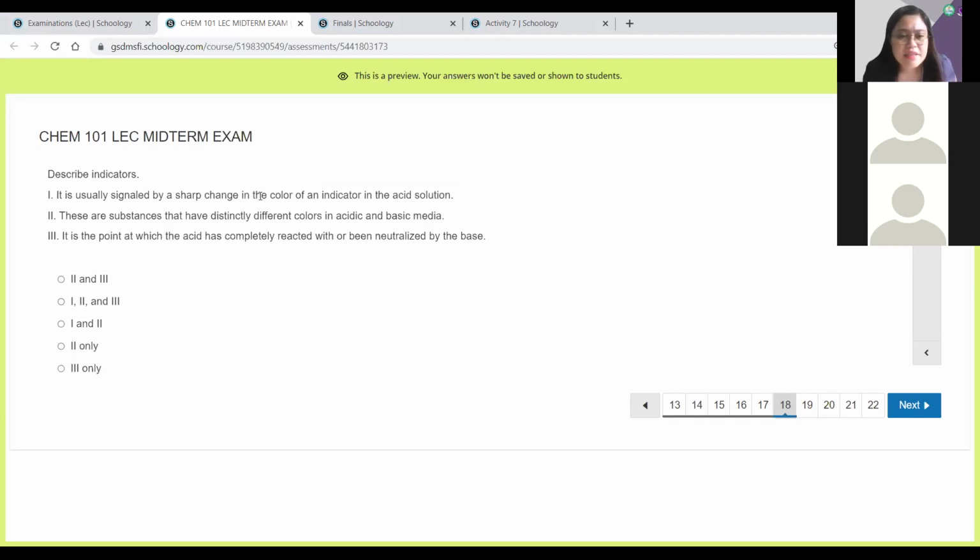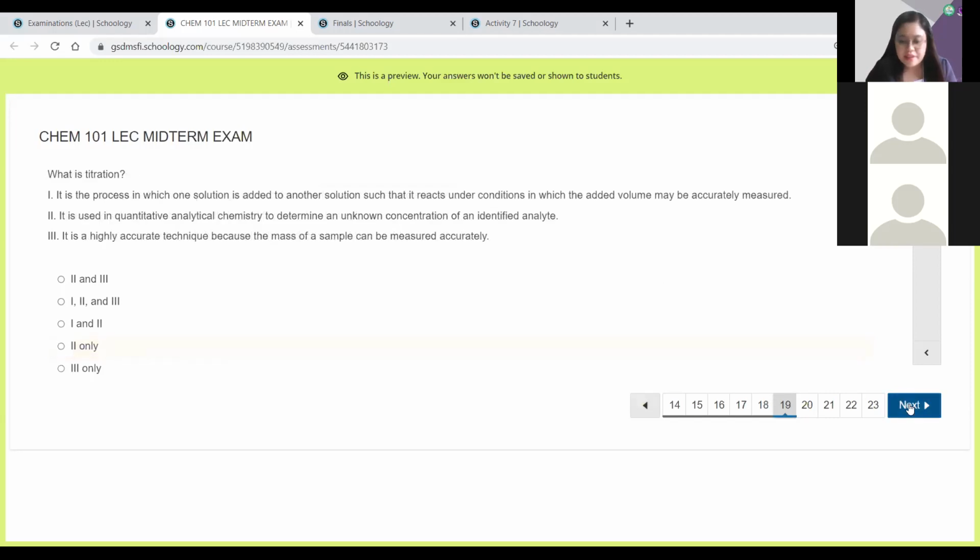The third sentence is the definition of our equivalence point. The first actually is more on the end point, because you will know the end point if there is a change in color, but the change will be because of the indicator. So the correct answer here is 2 only. Again, only 2 is correct that best describes our indicators. 1 is for the endpoint and the third sentence is for the equivalence point.